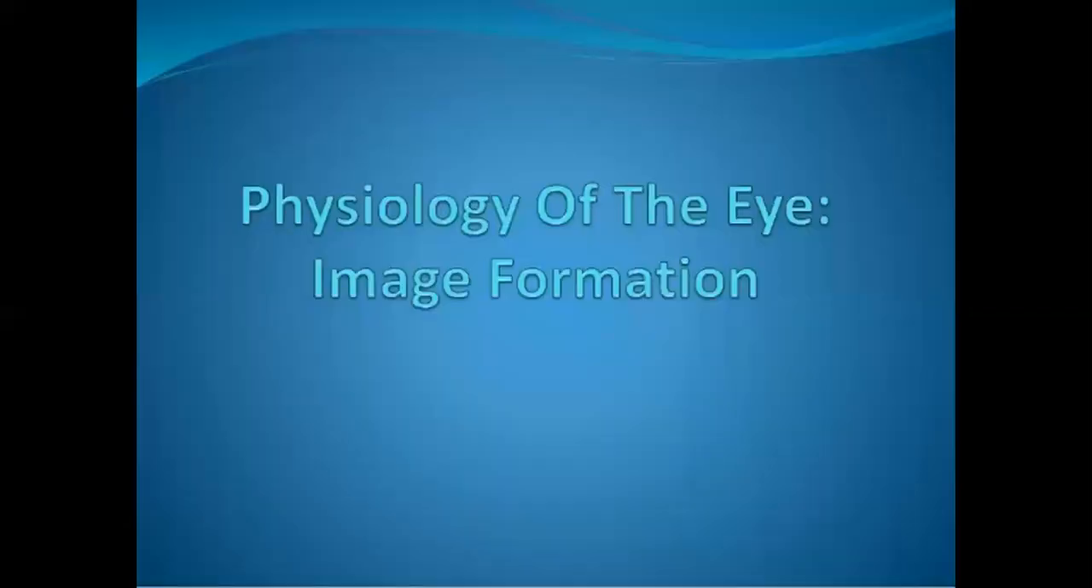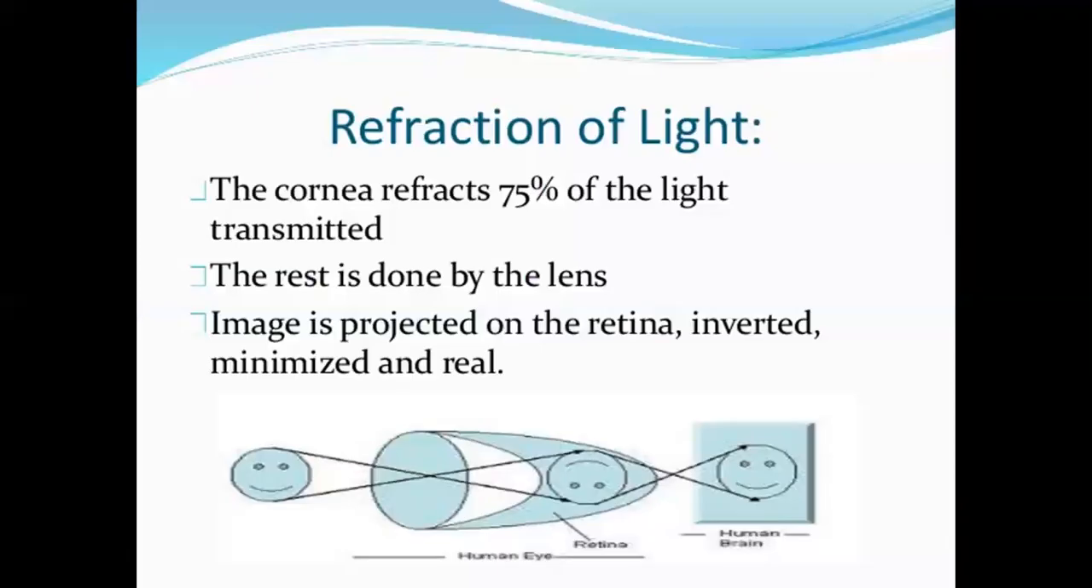Then the physiology of the eye. In the physiology of the eye, first is image formation, and first is refraction of light. The cornea refracts 75% of the light transmitted, and the rest is done by the lens. That means the cornea is responsible for refracting 75% of the transmitted light, and the remaining 25% is done by the lens.